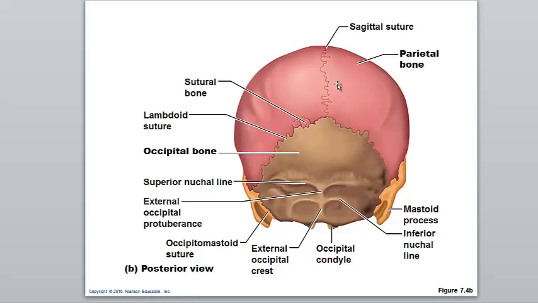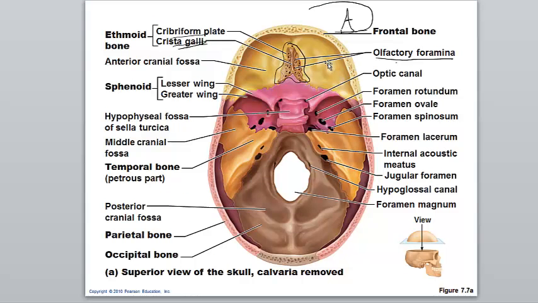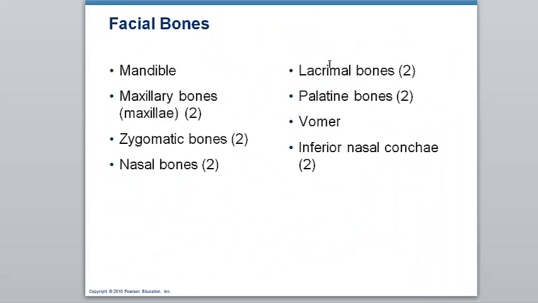You have the sagittal suture that connects your parietal bones. You have your lambdoid suture that connects your temporal to your parietal bone. And then you have the coronal suture or frontal suture, which connects your frontal bone to your parietal bone. Okay, so those are the main sutures that you have in your cranial vault. So that completes the cranial vault. We're moving on to the facial bones.